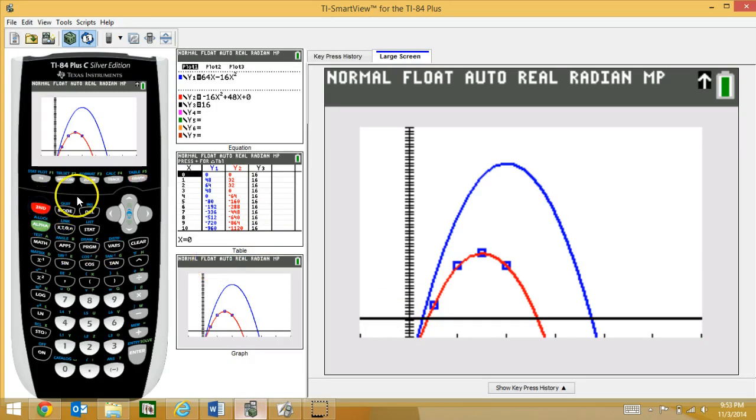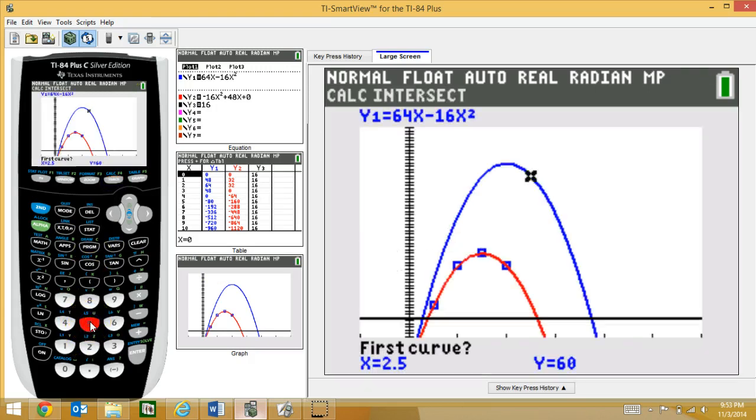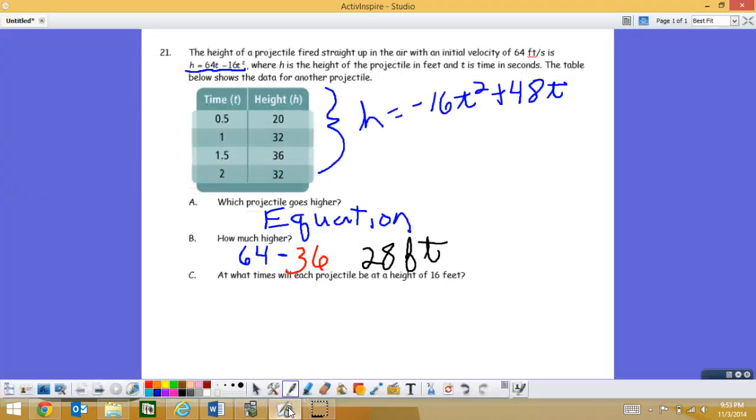So here's kind of where you have to be careful. I'm going to calculate an intersection, just choice 5. And I'm going to calculate the intersection with the blue graph. So yes, but not with the red graph, so I'm going to down arrow to get away from that. And yes, the black graph of y equals 16. So one time when that blue graph is 16 feet off the ground is about 3.73 seconds. So I'm going to just go back and write that down.